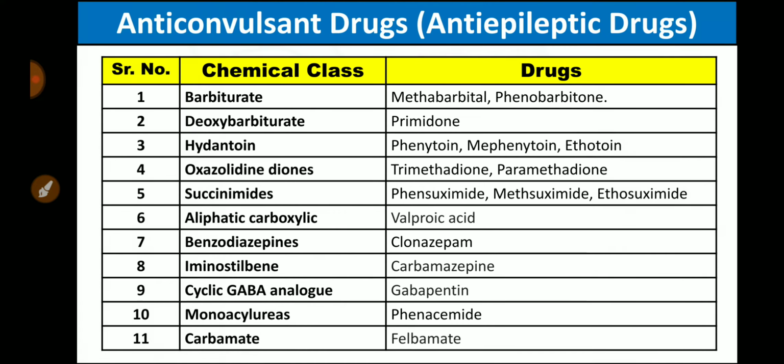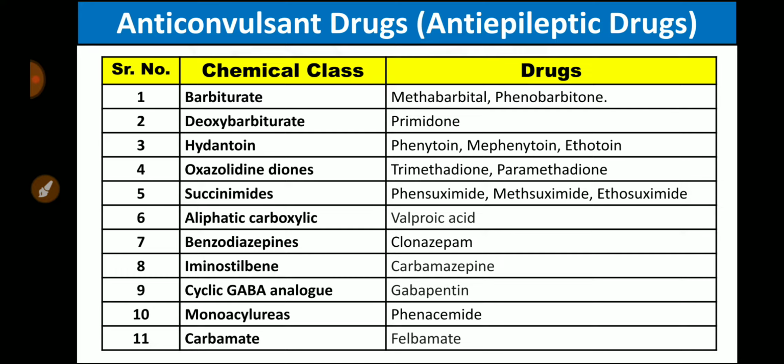Let's start today's topic. Anticonvulsant drugs, which are more accurately called antiepileptic drugs, or more often called anti-seizure drugs, because these drugs are useful in the treatment of epilepsies. About epilepsies we will learn in another video. Here we are going to focus only on the drugs with their structure and IUPAC name.